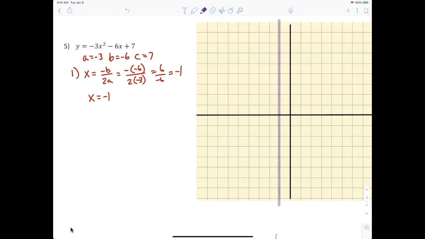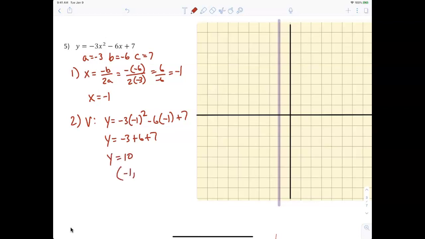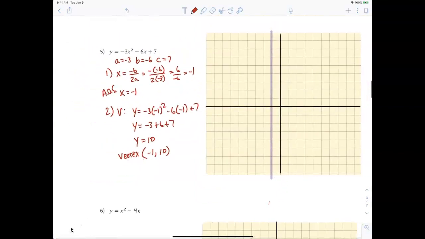Now I'm going to go to step 2. We're going to find the vertex. So y equals -3 times -1 squared minus 6 times -1 plus 7. Y equals -3 plus 6 plus 7. Y equals 10. So -1, 10 is considered the vertex. And this is the axis of symmetry. So let's plot -1, 10 now.